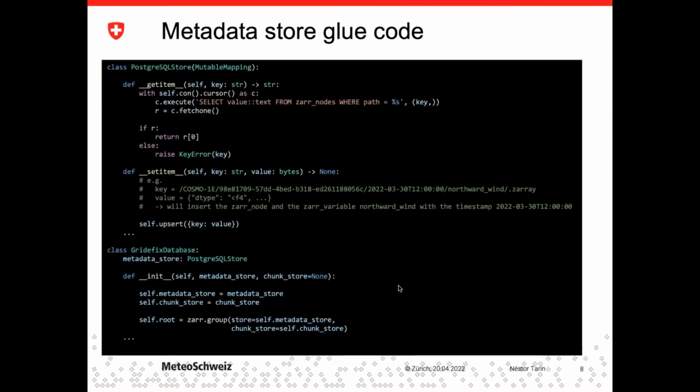Here is a bit of glue code. This is mainly the code that makes it possible to use Zarr with the Postgres database. We implement a store extending the mutable mapping object, and in the get item and set item, we implement the queries in order to fetch or store data. And we have the main or root group, where we configure the metadata store and the chunk store.